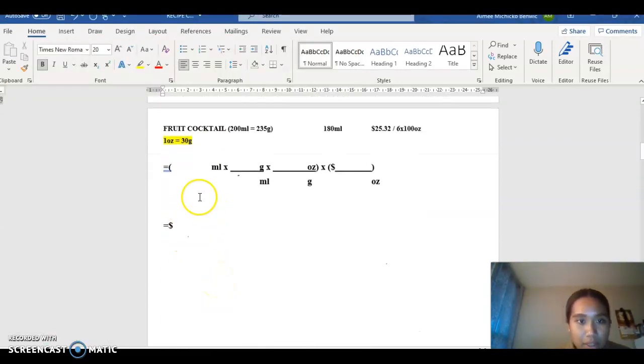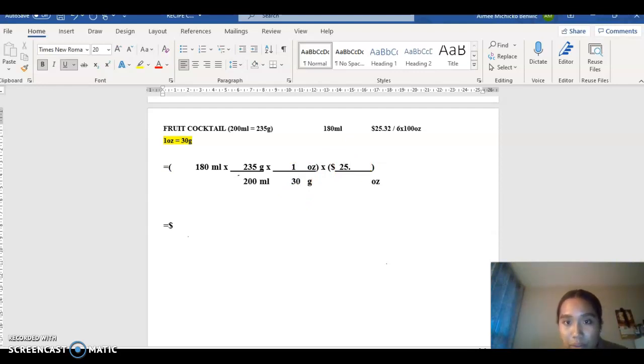So for the next item, fruit cocktail, I have 180 ml, and we're using the conversion here, weight equivalency, it's of 235 grams per 200 ml, and we have to go to ounces. So grams and ounces have different units, so we have to convert further. So in 1 ounce there's 30 grams. We're using hard conversion in this recipe costing.